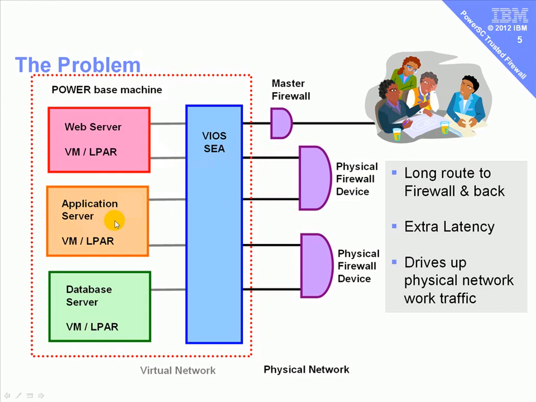The application server then collects the information that you need, and it has to look up some database records. So the packet's now going to go across the VLAN to the physical network to the physical firewall device. It will decide whether it's allowed or not, and it will come back over the physical network across the SEA to the virtual network to the database. The database then collects the data and sends it back the same route, back to the physical, back to the virtual, back to the application server.